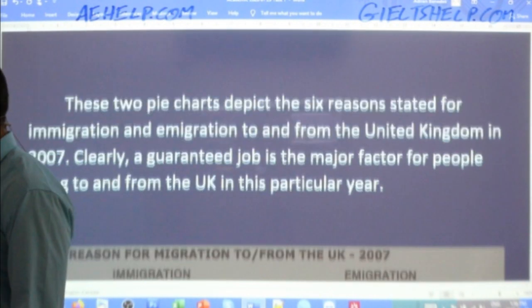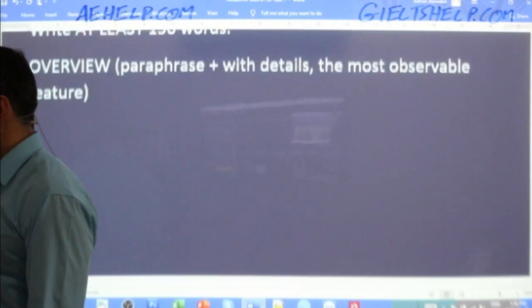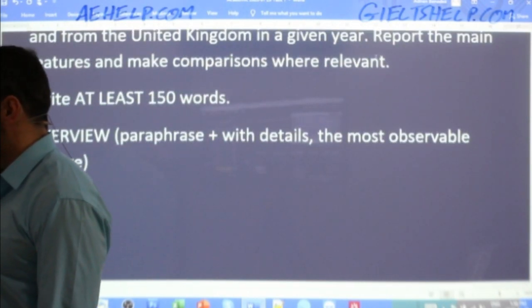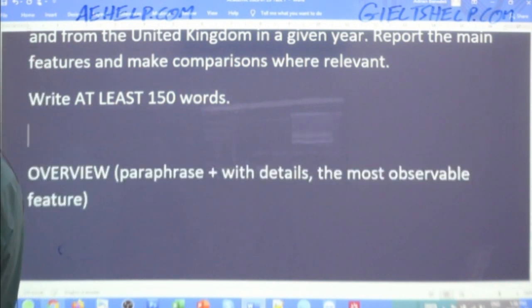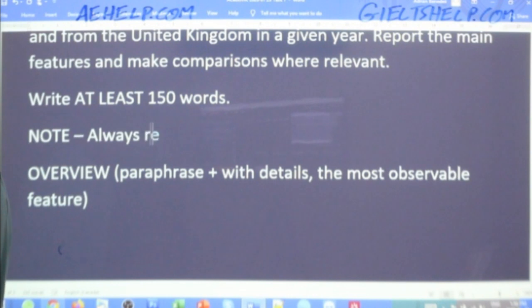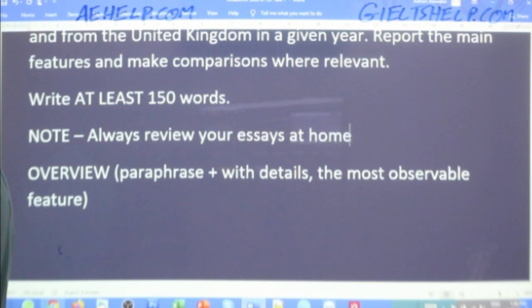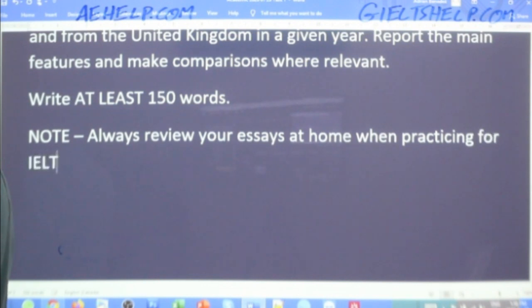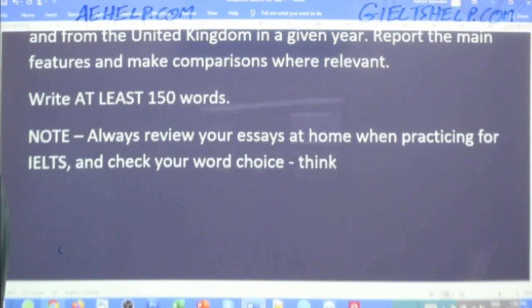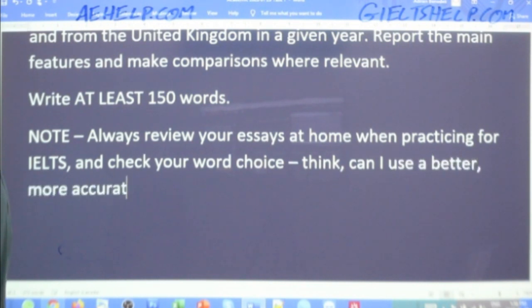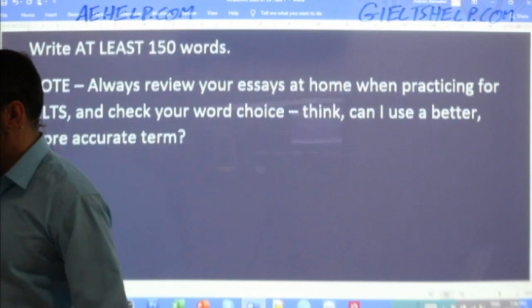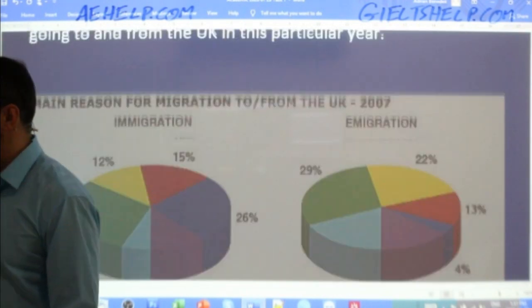Always review your writing. I'm going to make a note for you here. Okay. So when you're practicing at home, students, always review your writing when practicing for IELTS. And check your word choice. Think: can I use a better, more accurate term? Okay, check for that.